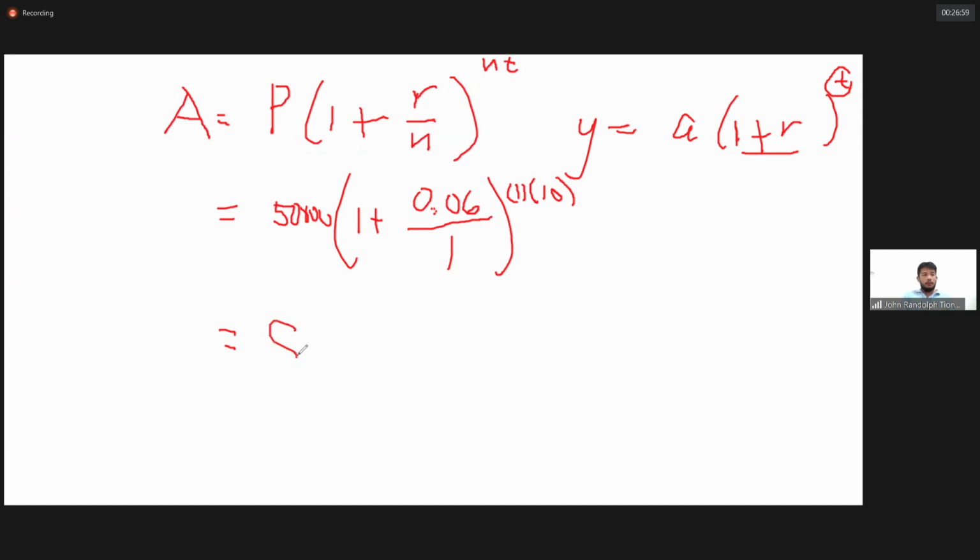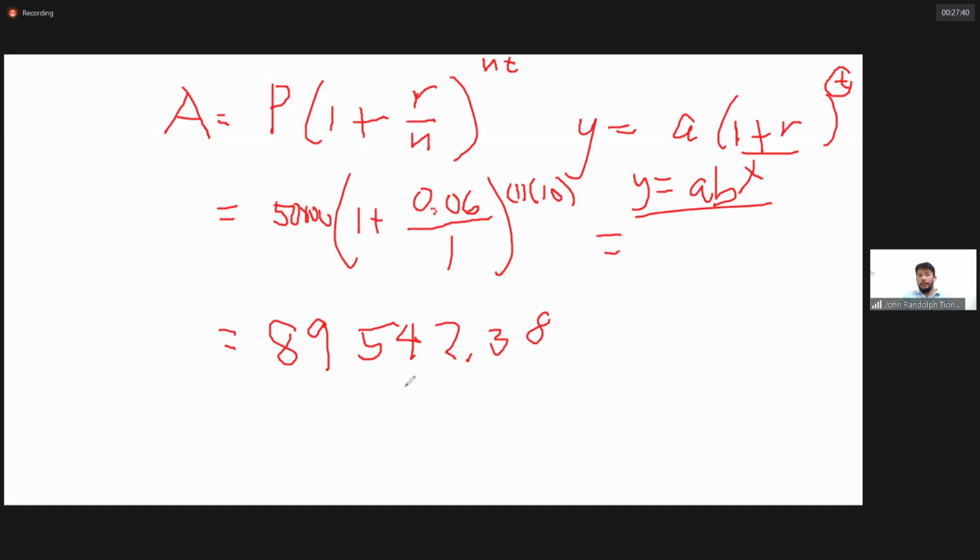If you have noticed, guys, our answer here is the same as earlier: 89,542.38. If you check example 2 from earlier, the one with Emerson, the value is the same. But look at the process, guys. Here we will use the formula y equals a times b to the power of x. If we use this formula, we will see if our answer, 89,000, is the same.